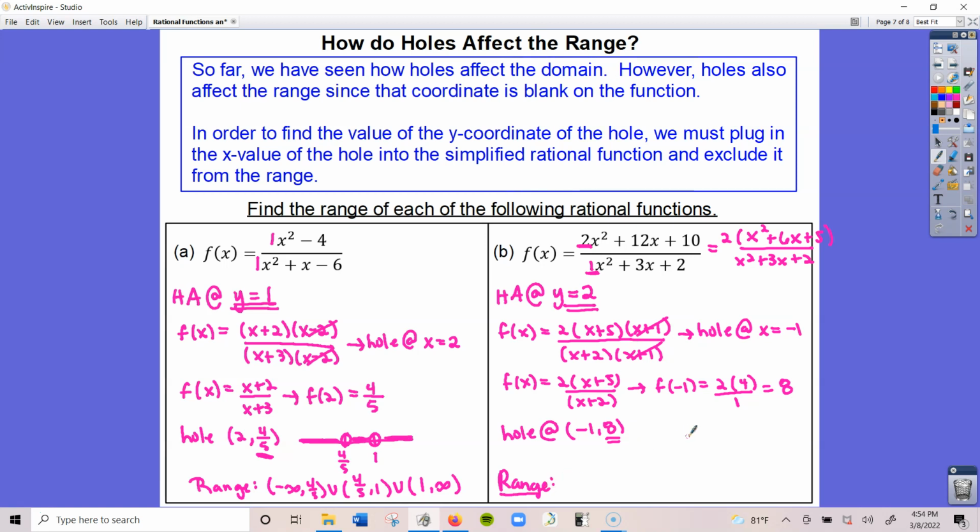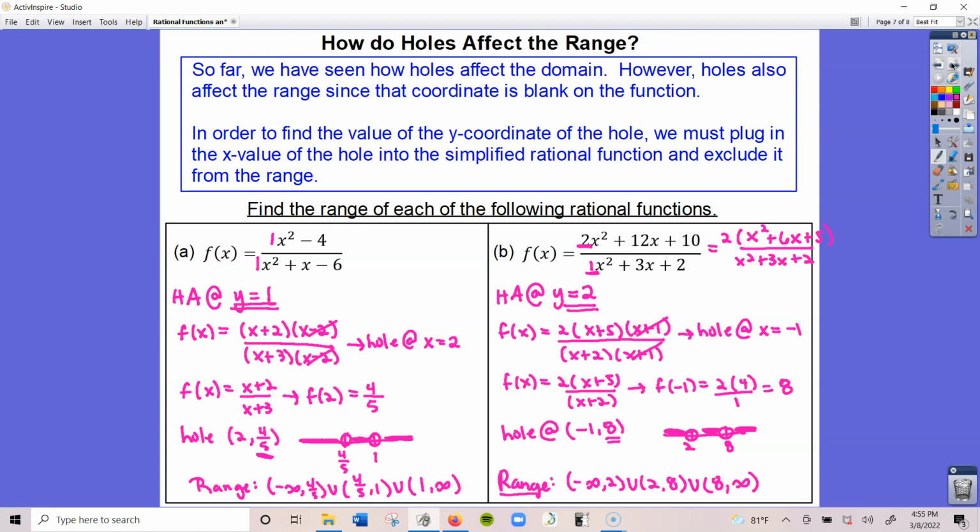So I can put that on my number line. I need to exclude the 2 and the 8. These two numbers will not be included, but everything else will. So my range is going to be from negative infinity to 2, union 2 to 8. Oops, I put infinity there. And then union 8 to infinity.